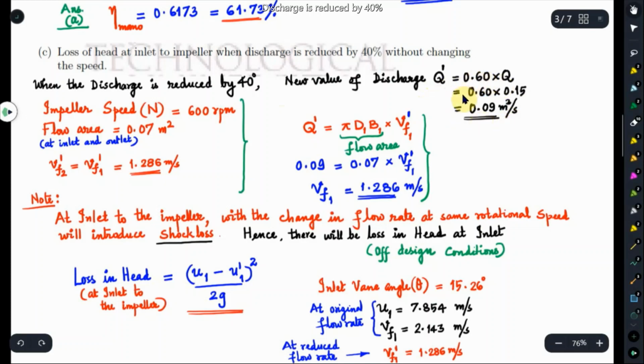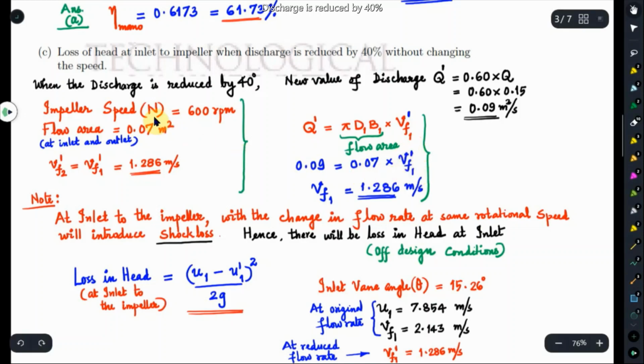From the new discharge and the existing flow area, because that cannot change, the circumferential area of flow at inlet and outlet are the same. So that is 0.07 meter square, and the new discharge is 0.09 meter cube per second. So from that you will be in a position to find out the velocity of flow at inlet at the off design condition. Off design means when the discharge is deviating from the rated value. So Vf1 dash, that's how it is denoted.